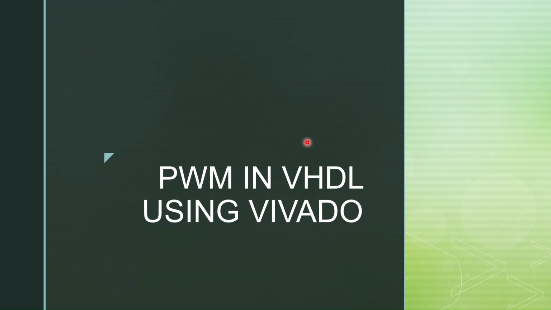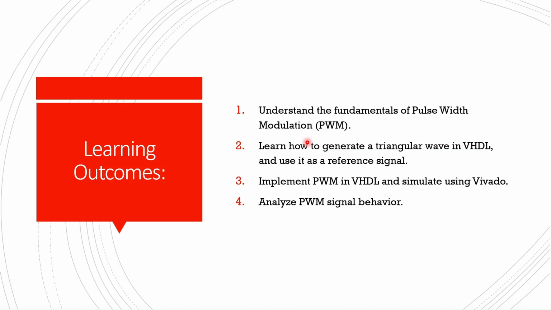So let us see the learning outcomes of this video. We will understand the fundamentals of pulse width modulation. We will also learn how to generate a triangular wave in VHDL and use it as a reference signal. We will implement PWM in VHDL and finally we will analyze the PWM signal behavior.